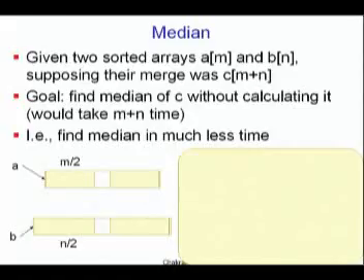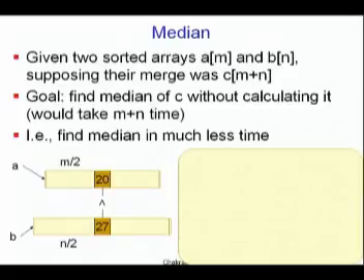Now suppose here is the array A with m elements, and that's the median position of A. Similarly, here is B with n elements, and that's the median position of B. Suppose we look at those two medians and compare them. Suppose the median of A was 20 and the median of B was 27.